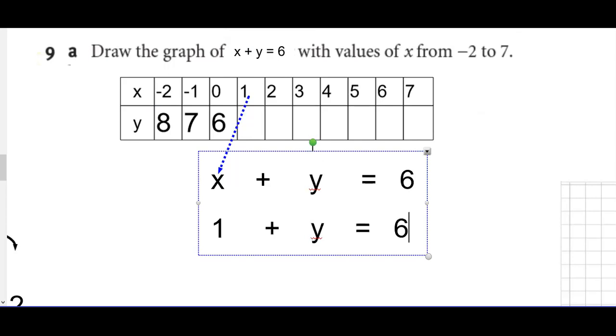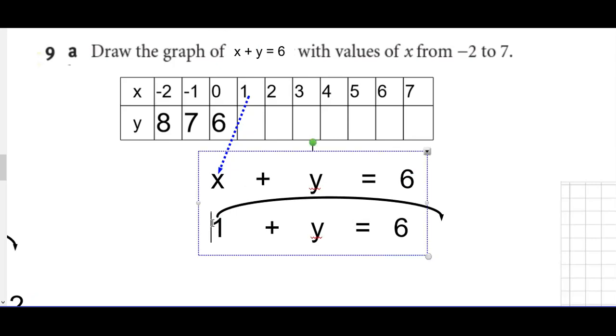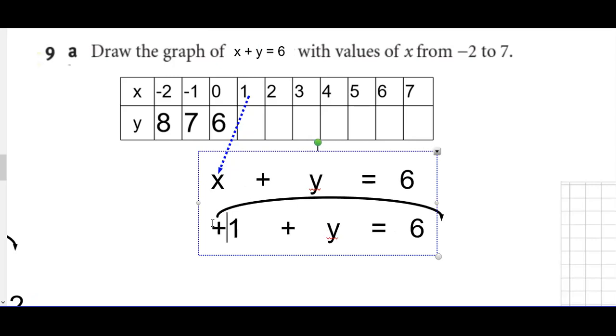So when you reach this step, you're gonna need to transfer this +1 to the right-hand side. Take this +1. Now this number here is +1. Now how do we transfer this +1?